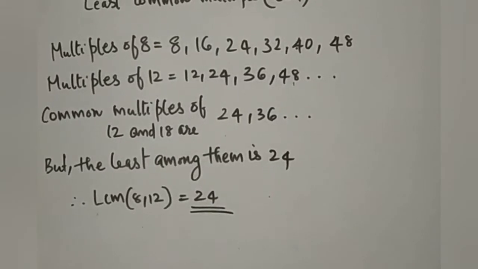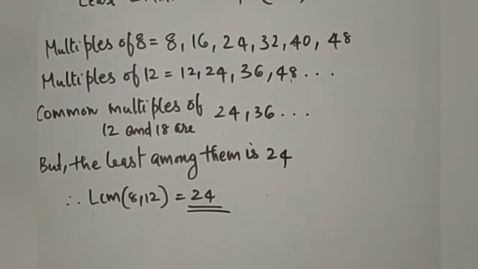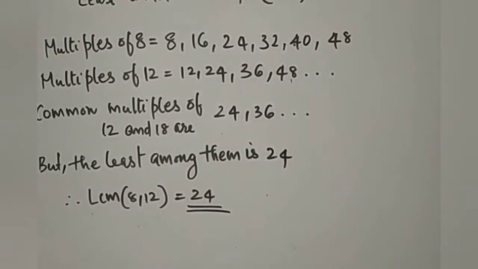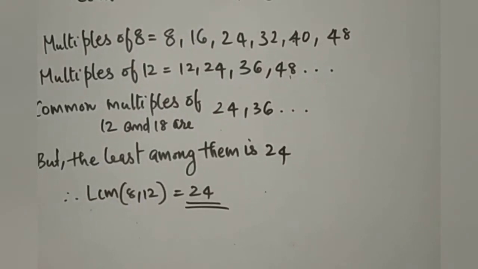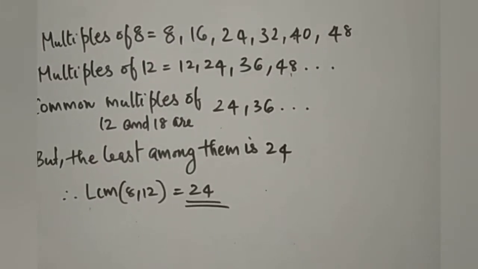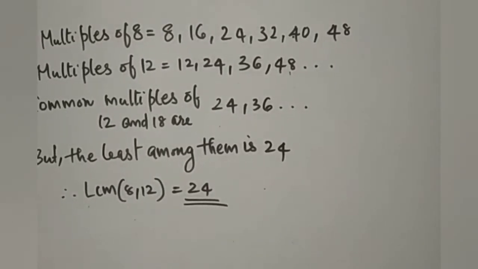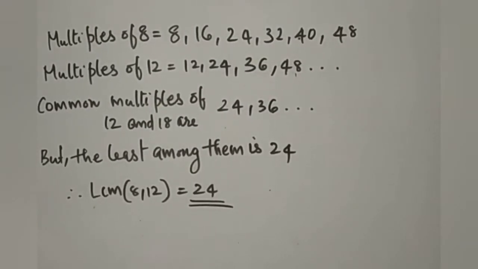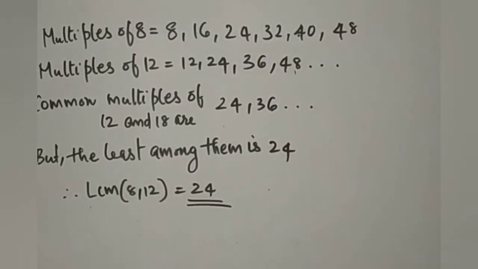Now consider the numbers 8 and 12. Which are the multiples of 8? Multiples of 8 are 8, 16, 24, 32, 40, 48, etc. Now, which are the multiples of 12? Multiples of 12 are 12, 24, 36, 48, etc. Now, if you look at the multiples of 8 and 12, you can see that some of the multiples are common.